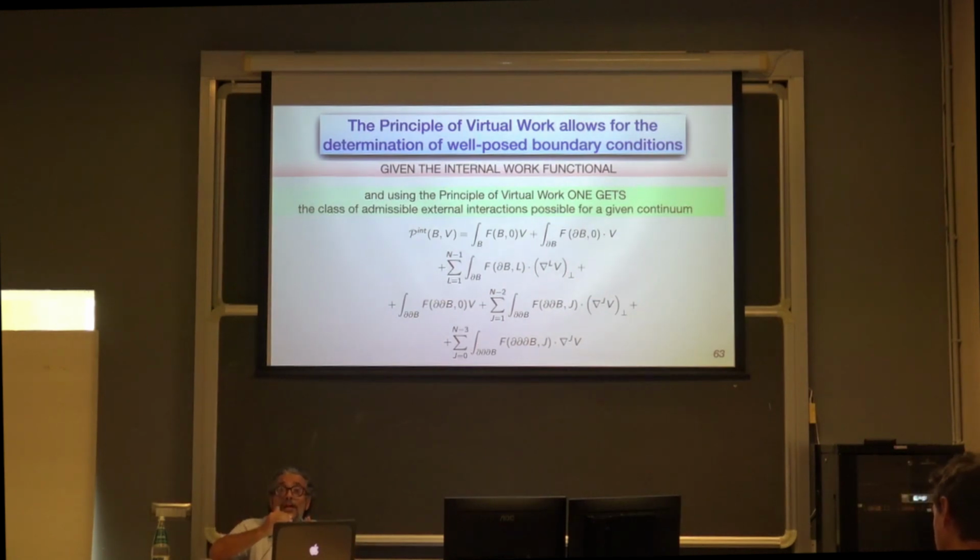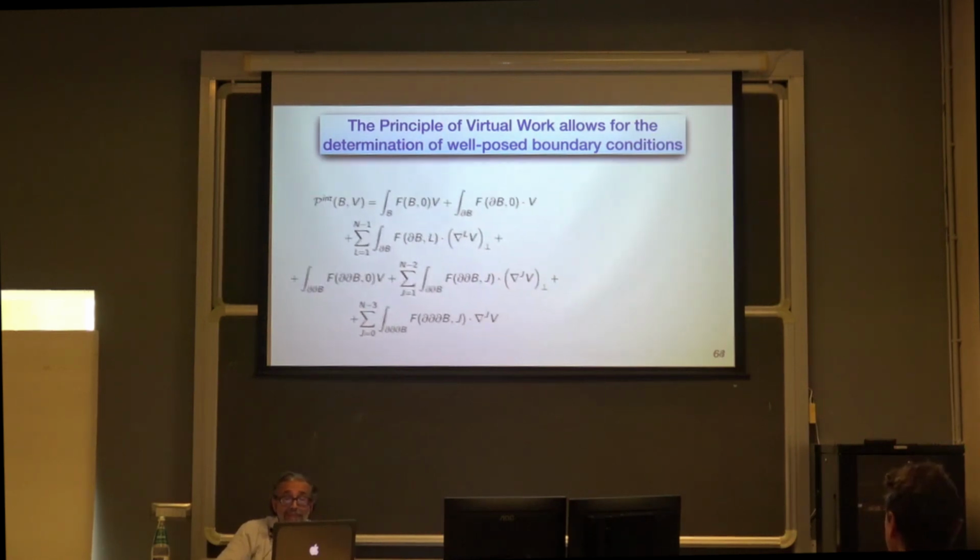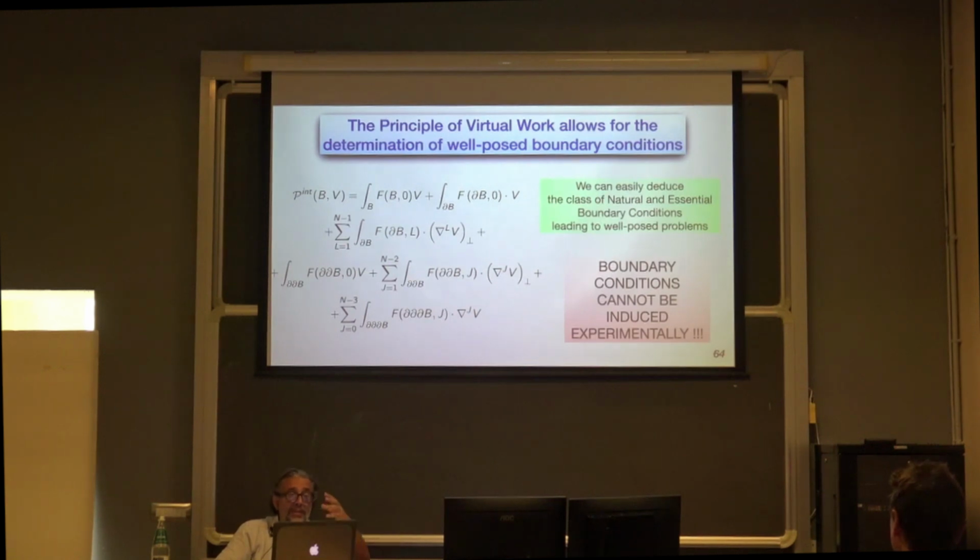But the integration by parts lowers the order of forces which you can apply in lower dimension boundaries. Okay, this is the mathematical proof that the well-posed boundary conditions in nth gradient, the natural boundary conditions, are given by J forces, while essential boundary conditions are displacements and normal derivatives of displacements. We have not deduced them experimentally.